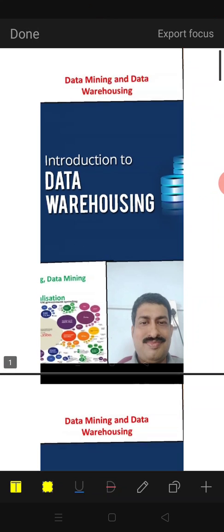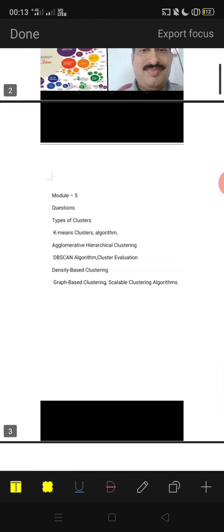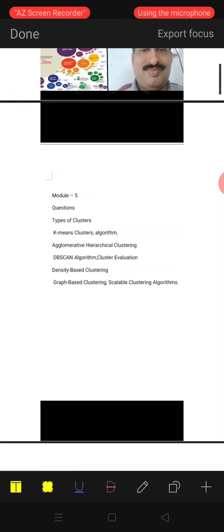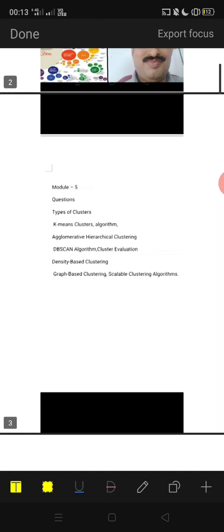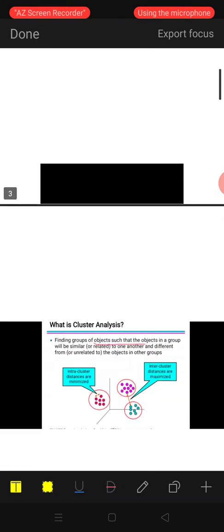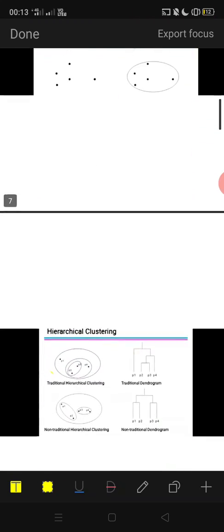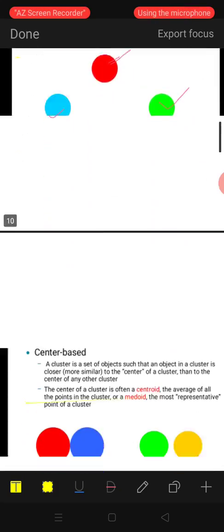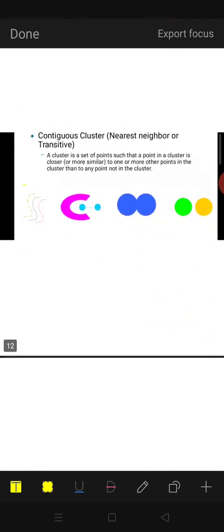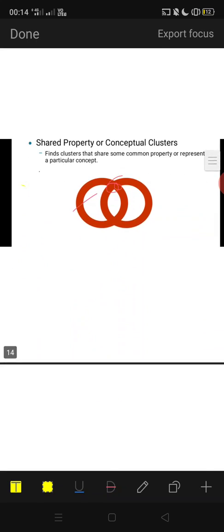We were studying the fifth module and we have completed the types of clusters question. The next question is the K-means clustering algorithm. What is the K-means clustering algorithm? I will show you. In the last class we studied all these things, up to here.